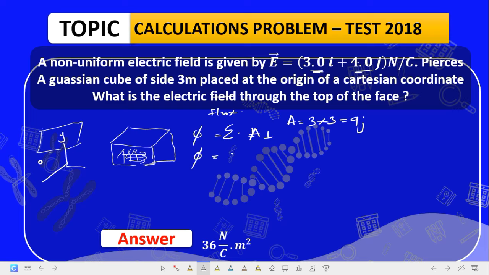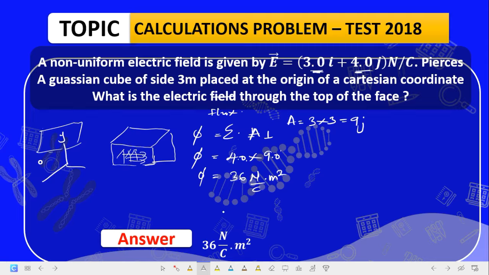So our electric flux will be equal to 4.0 times the perpendicular area, 9.0 j. So we have 4.0 times 9.0, and this is j, not joule, telling you it's in the vertical axis, and this will give us 36 newton per coulomb per meter squared. There was a particular question that we solved on this, and we made a mistake which we are going to correct in subsequent videos. But this is how to provide the solution.